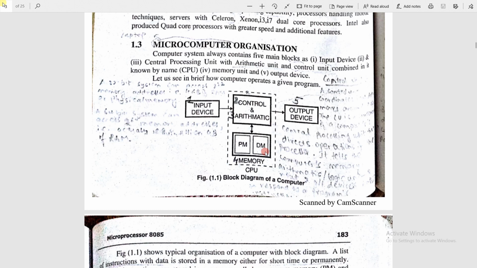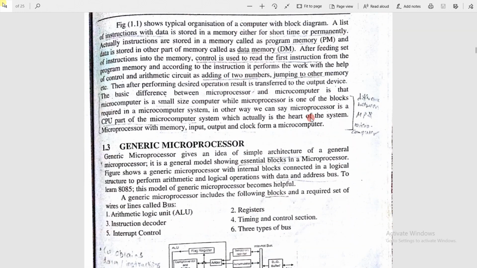Control unit is used to read the instruction from program memory, and according to the instruction which has been read by the control unit, arithmetic unit and control unit perform the given work like adding of numbers or jumping to another memory. After performing the desired operation, the result is transferred to the output device. This was the basic organization of microcomputer.